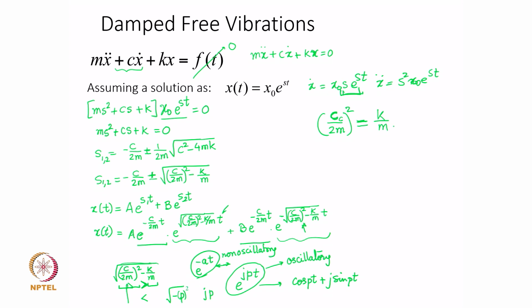And therefore, Cc, because I can then call this omega n, turns out to be 2 m into omega n. That is the critical damping coefficient for you. And that critical damping coefficient has its own units, just like the damping coefficient has its own unit.